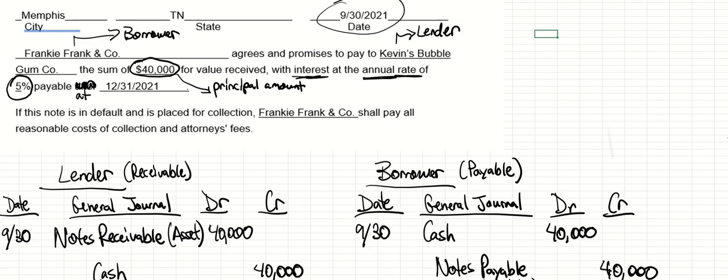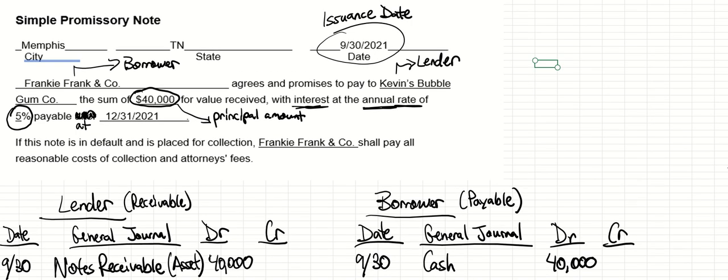Now, the next thing we need to do is figure out how we're going to record the interest, because the interest is going to be accruing for a few months from the issuance date up until the date when everything needs to be paid back, principal and interest, which is December 31st. I like to take it step by step. First, I want to figure out the total interest that needs to be paid on this loan.